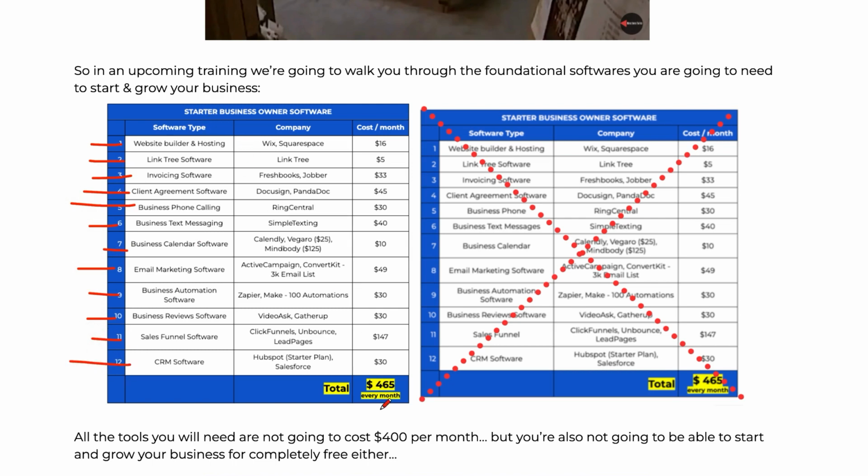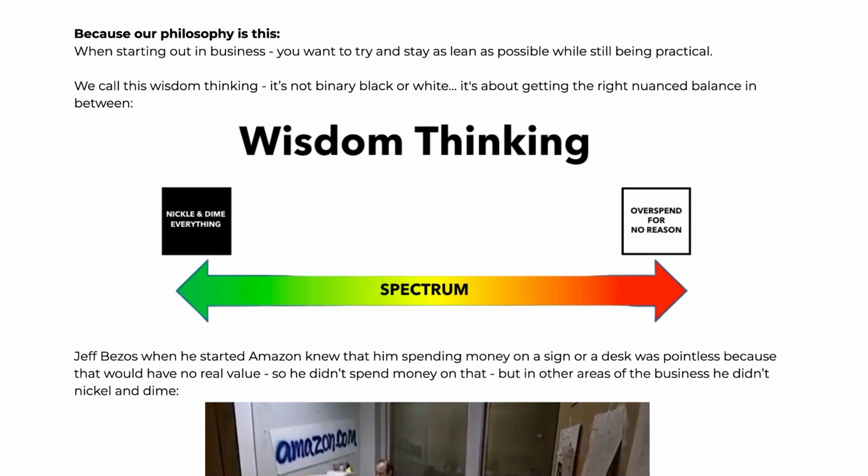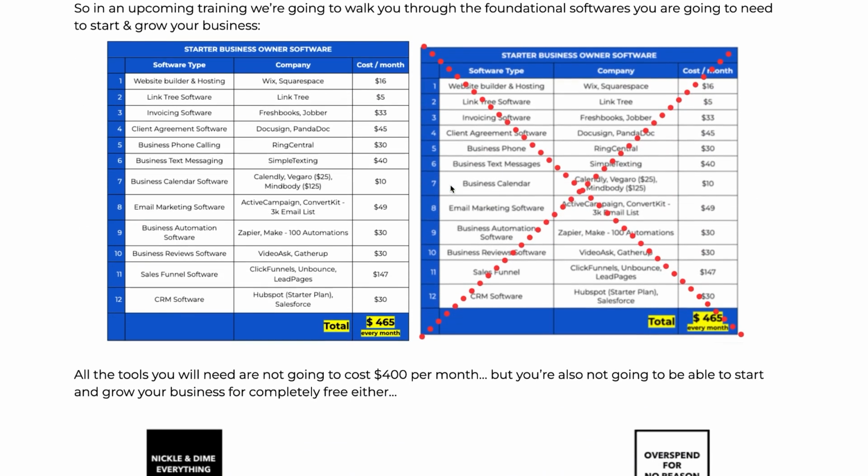Now, here's the thing. Don't get scared by this entire $465 per month. That's the reason why we're going to make this seamless and easy for you, so that it is actually cost efficient. Because remember, what is our philosophy? I'm going to scroll back up here so you can see this: when starting out in business, you want to stay as lean as possible while still being practical. And so we're going to walk you through it so that it doesn't cost you $400 per month plus.